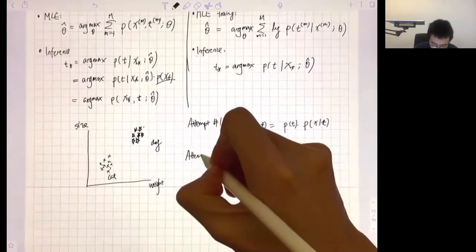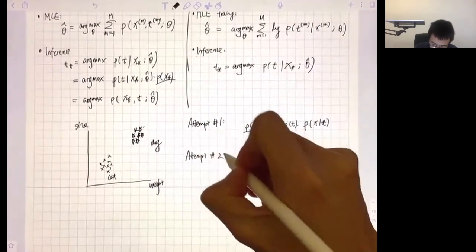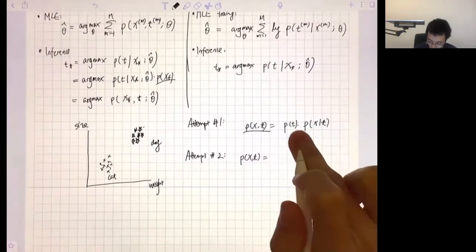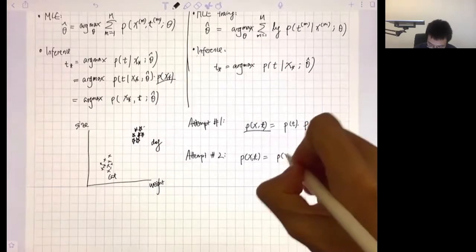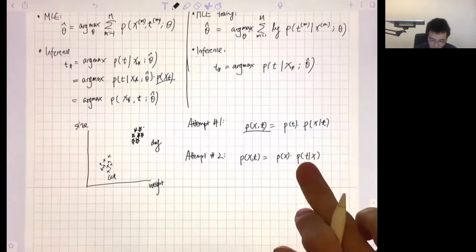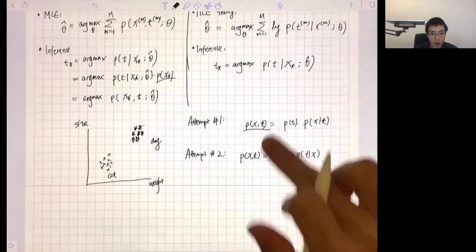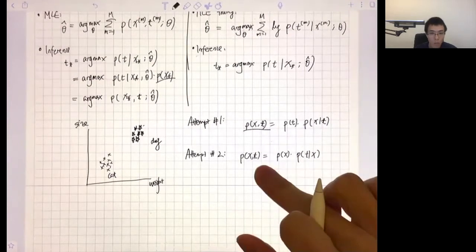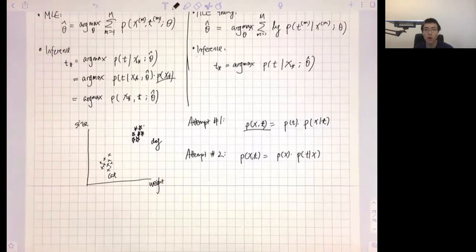And my second attempt is I use the other way of factorization. I first generate x, and given that x, I generate t. Okay, so both are valid probability factorizations because of the chain rule. But the question is, which is the more meaningful way of doing the generative model?